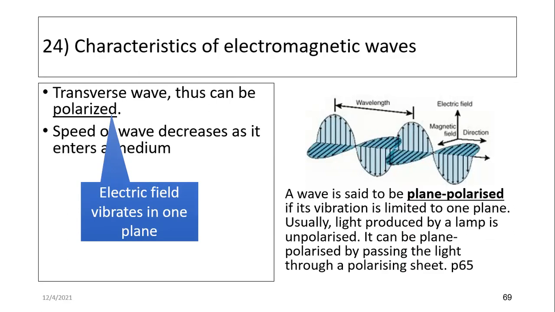it can be in any plane. It's in your book. A wave is said to be polarized if its vibration is limited to one plane. Usually light from a lamp is unpolarized. That means it will emit in all different directions. It can be vertical, it can be horizontal, vibration for electric field, then the magnetic field will follow the electric field, that's all.